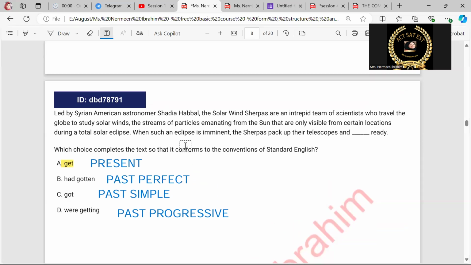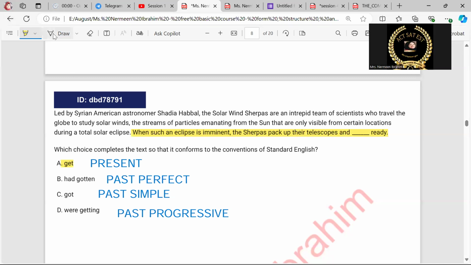So what shall we do? In this case, we're going to search for the main verbs in the context. Look at this sentence, the one that has the blank. Can you read it? When such an eclipse is imminent, the Sherpas pack up their telescopes and ready.